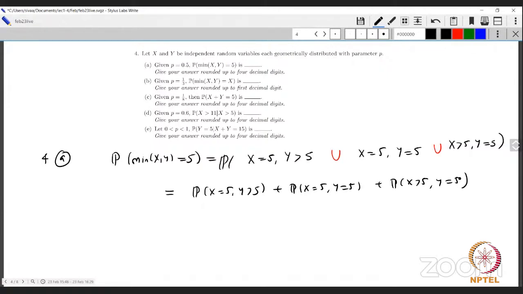Very good. So now what do you use now? This is because the events are mutually exclusive. Now you know independence, right? You know x and y are independent.